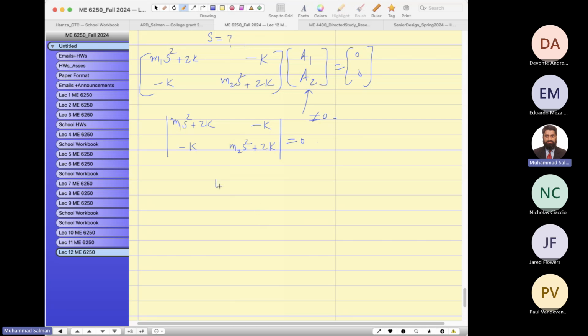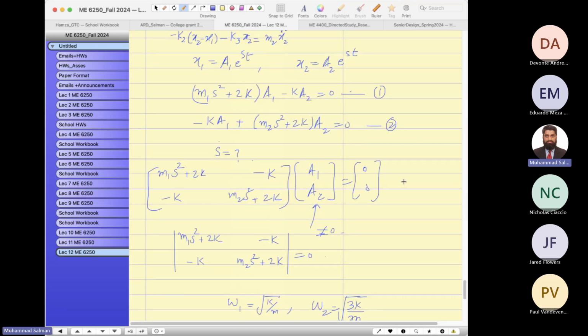So if you do the math, I'm going to skip a little bit here because you can do this at home. And so I can write down omega 1 equals square root k over m, omega 2 equals square root 3k over m.